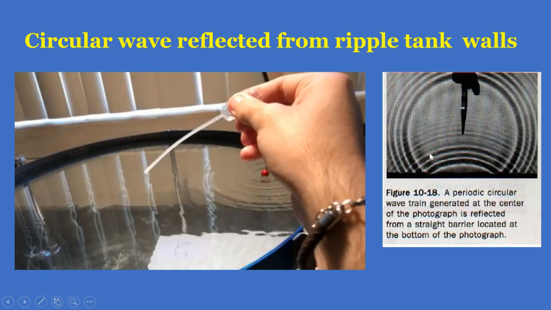So this is the reflection of a circular pattern, it is not straight. They come back the same way when they hit the wall, to prove that the diffracted wave has the same wavelength as the one that was generated.